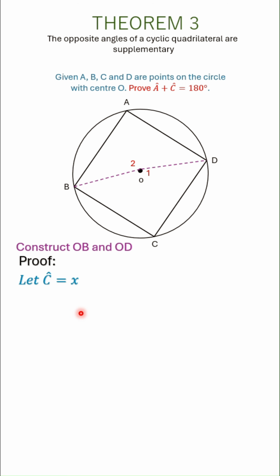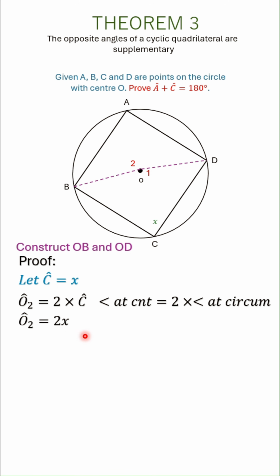So now to prove this, we will further simplify and let the angle of C be x. So now when the angle of C is x, we can clearly see that this angle O2 here is the angle at the center and the angle of C is the angle at the circumference. So we know that the angle at the center must be 2 times the angle at the circumference. So O2 must be 2 times the angle of C. So now if we do that, we're going to find that the angle of O2 is going to be 2x.